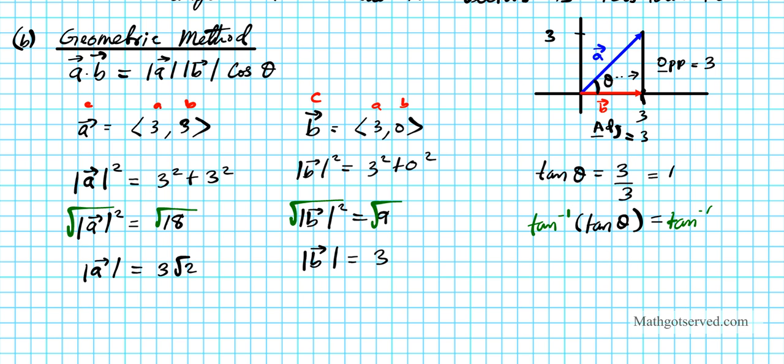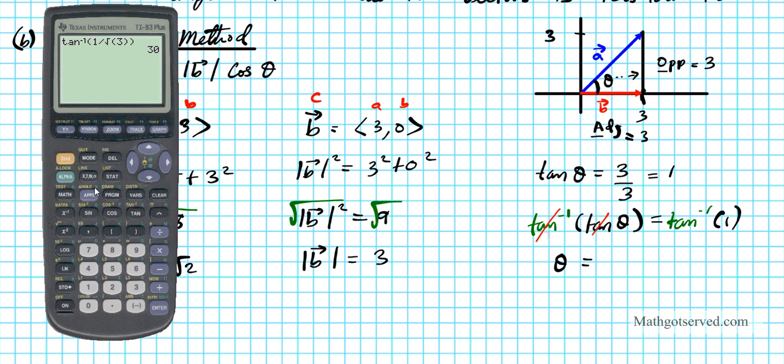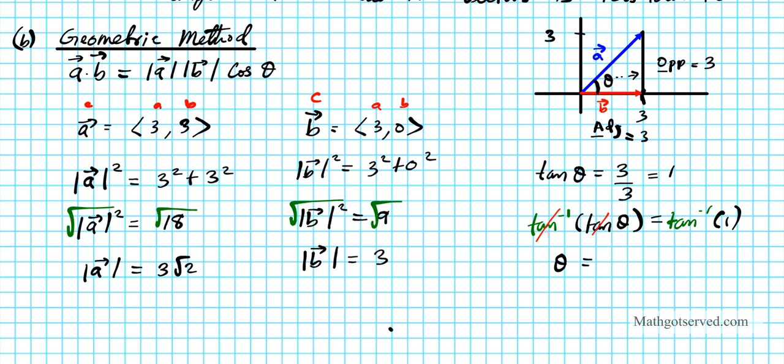Okay? All right. Now, the tan and the inverse tan cancel out. So theta equals the inverse tan of 1. We know that's 45 degrees, right? But let me just show you my calculator real quick. Inverse tan of 1 is 45 degrees, okay? So the angle of separation between the two vectors is 45 degrees.